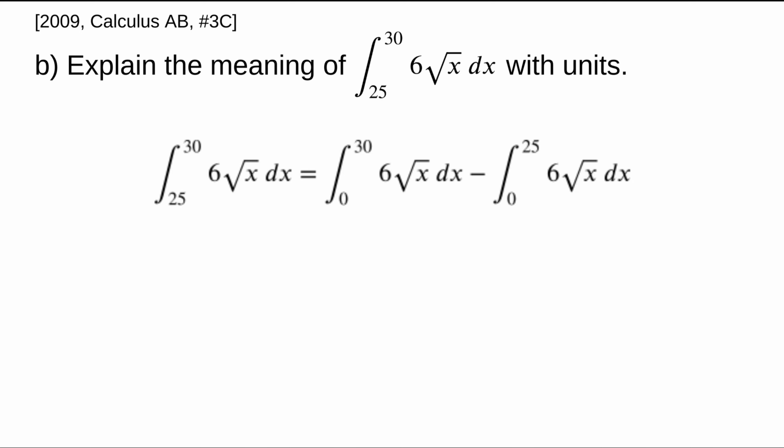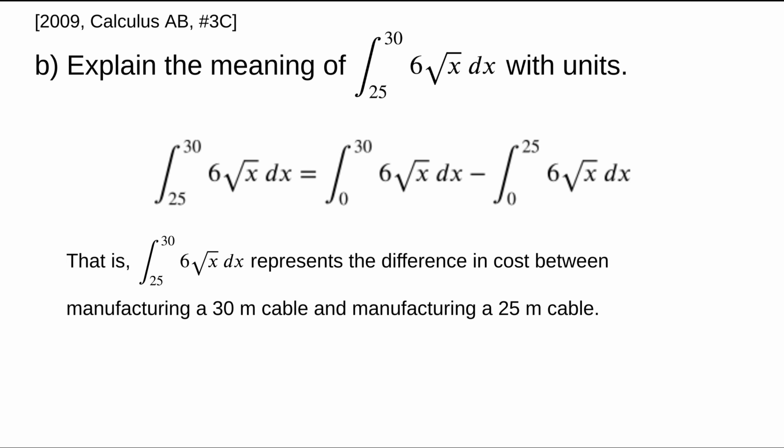Now the question is, what does that difference actually mean? Well, this integral represents the total cost to make a 30-meter length of cable. This integral represents the total cost to make a 25-meter length of cable. So that difference would represent the difference in cost between making a 30-meter cable or a 25-meter cable.